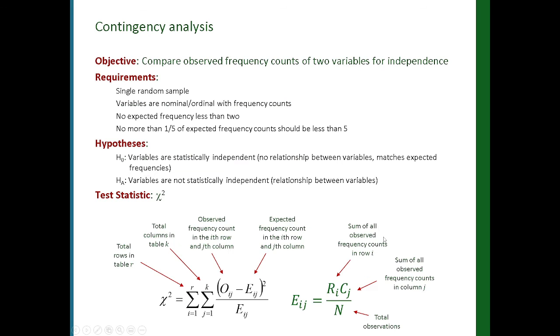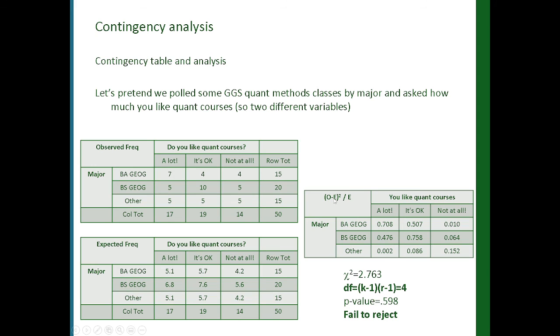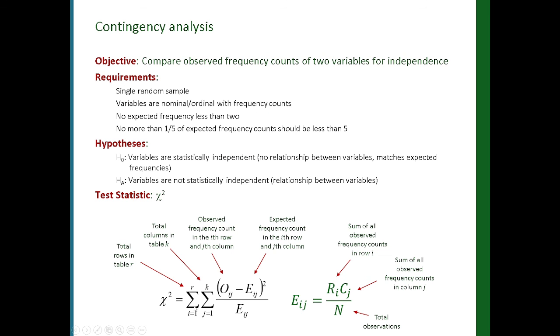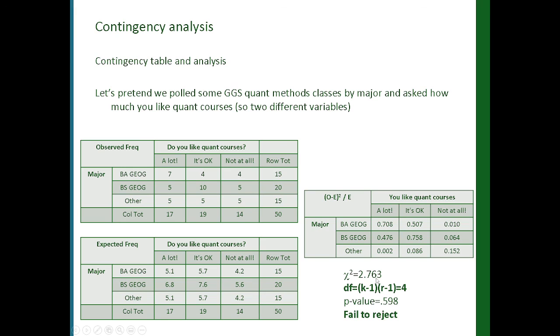And then finally we're able to pin those numbers into here. So this is (O minus E) squared divided by E, and we get these different numbers here. To get this value 0.708, you would subtract the expected value of 5.1 from the observed value of 7, square it, and then divide it by 5.1 again, and that should give you this 0.708. Then we can sum all of those values. Here we go, and it gives you 2.763.